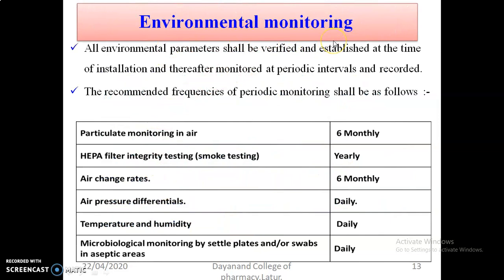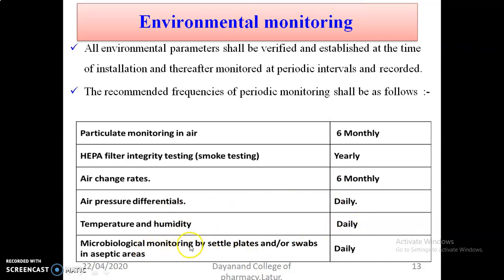Environmental monitoring must be there for every operation. All environmental parameters shall be verified and established at the time of installation and thereafter monitored at periodic intervals and recorded. The recommended frequencies of periodic monitoring are as follows. Particle monitoring in the air should be done 6 monthly. HEPA filter, the high efficiency particulate air filter: integrity testing should be done yearly. Air change rate 6 monthly. Air pressure differential daily. Temperature and humidity checkup should be done daily.